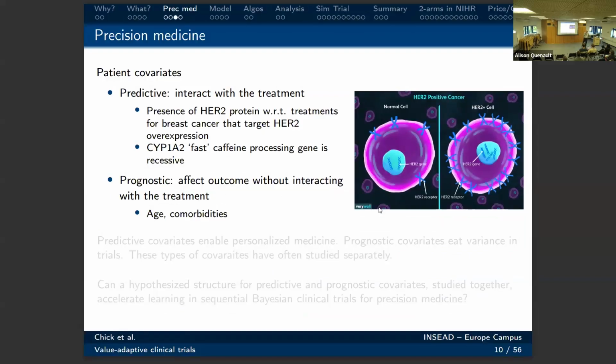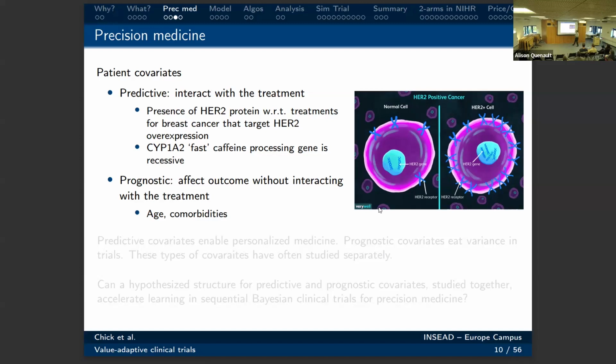Now, as we started going down this journey, we were seeing two different types of covariates: predictive covariates and prognostic covariates. Predictive covariates, of course, we know are those that might interact with a treatment. So the presence of HER2, for example, and Herceptin, okay, good match there.